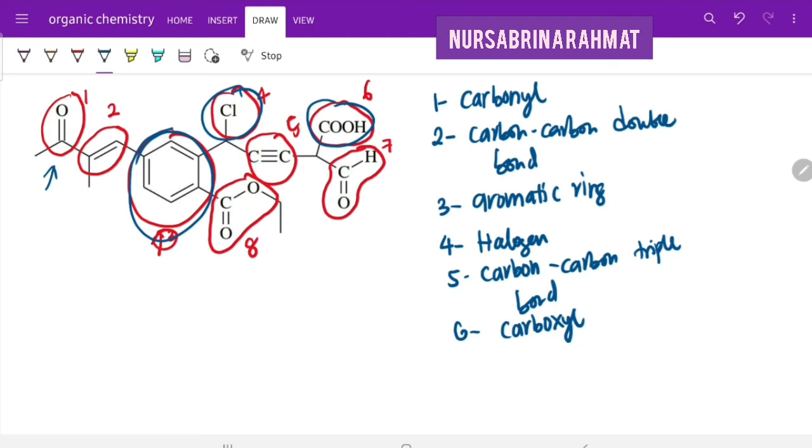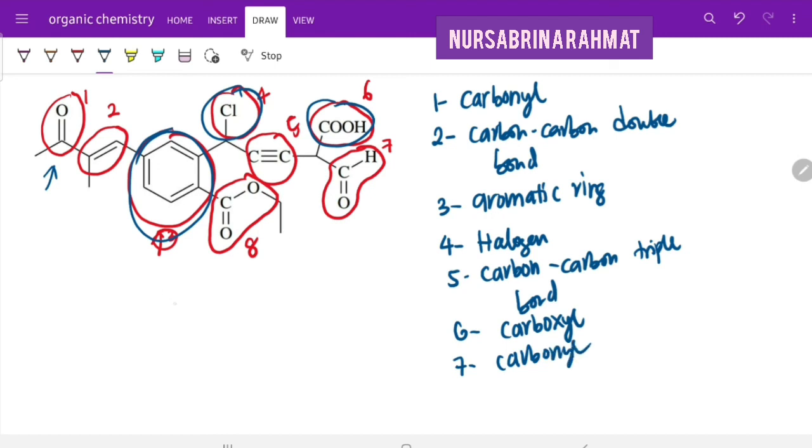Okay, so carbonyl is C double bond O only, whereas carboxyl we have C double bond O and then C bonded with another oxygen atom. Okay, so number 7 looks exactly like your first functional group. So this is carbonyl.